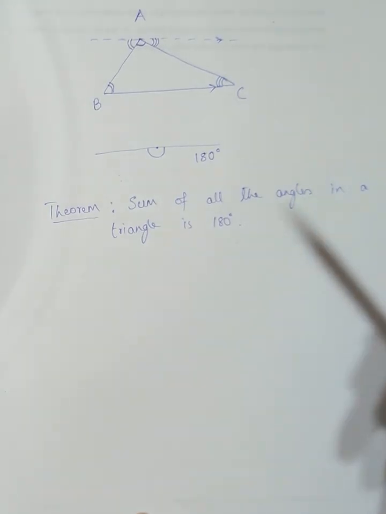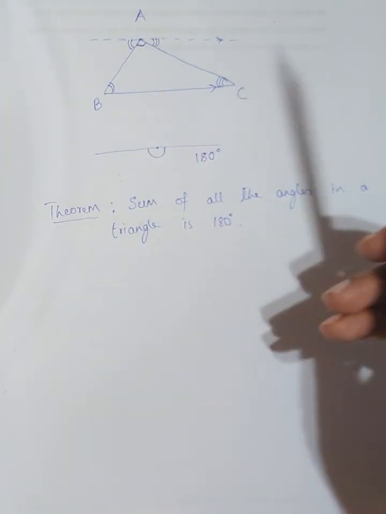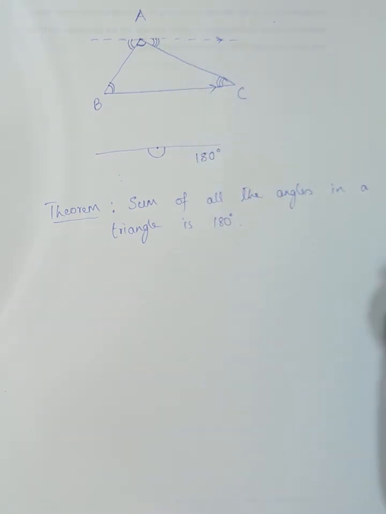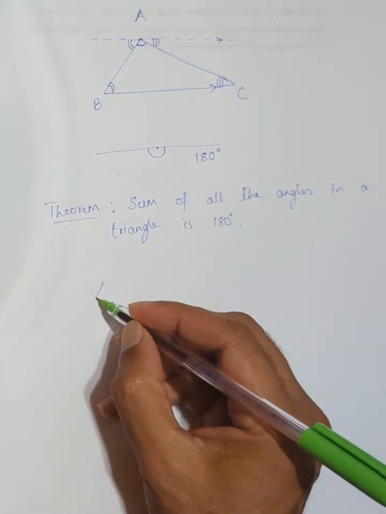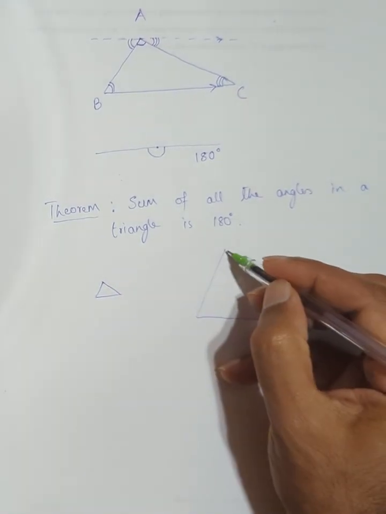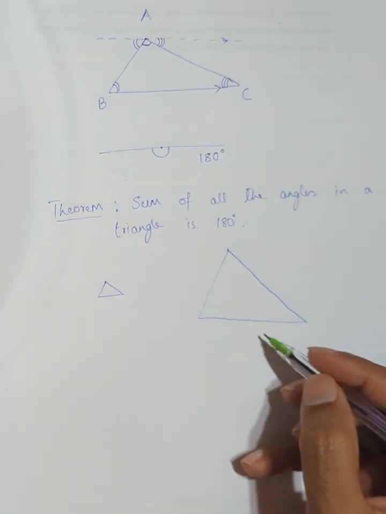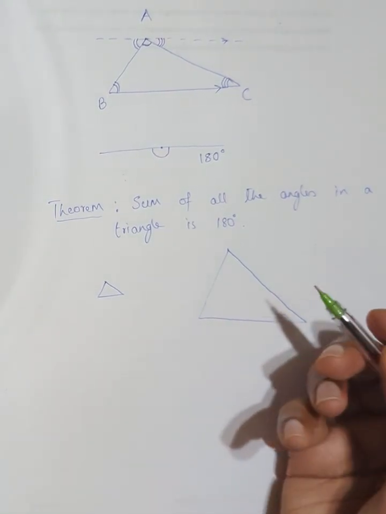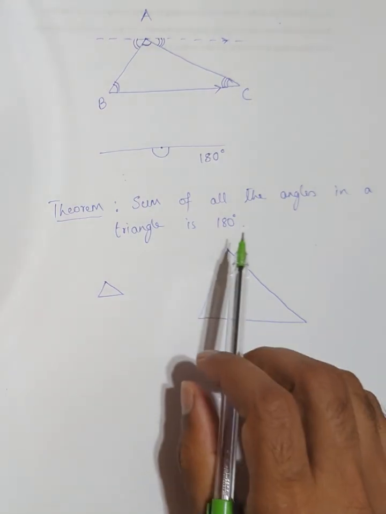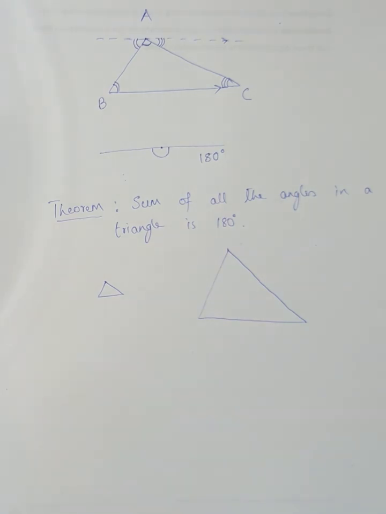So regardless of the size or orientation of the triangle, you may have a really tiny triangle, a small triangle, or a huge one. It does not matter. You may have a triangle that has a right angle in it, or it does not matter what triangle, whatever triangle you're going to consider, all the angles will always add up to 180 degrees. That's a very useful statement.